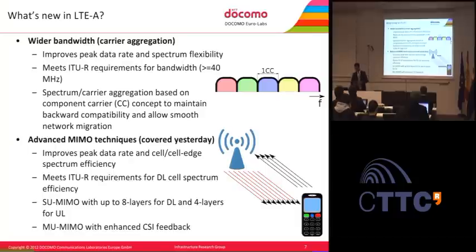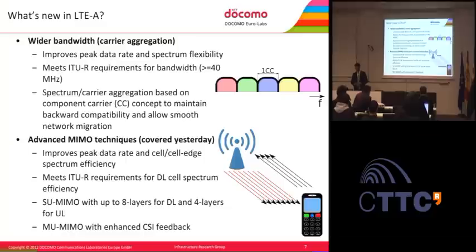LTE works with one component carrier up to 20 megahertz. So you could think of it as this bit over here. And in LTE Advanced, you just have many of them and you put them together and that's your system. So it meets the ITU-R requirement for bandwidth, which was specified as more than 40 megahertz. This is 100 megahertz. And carrier aggregation is based on the component carrier concept to maintain backward compatibility. So for example, you could have an LTE Advanced system working with 5 component carriers, and you could have an LTE system working on just one of those component carriers. So it's all working at the same time.